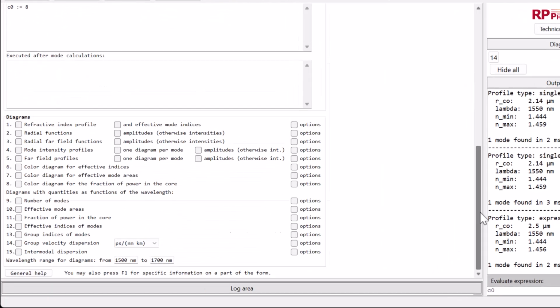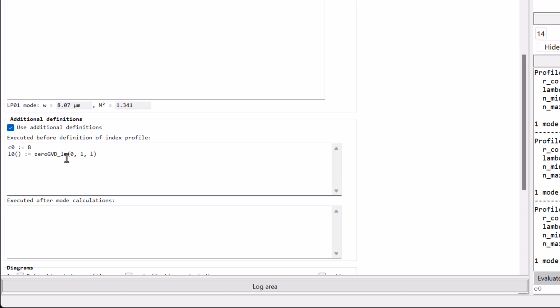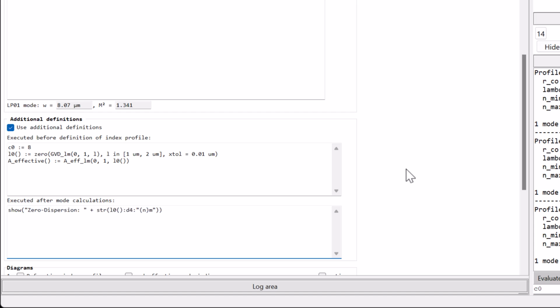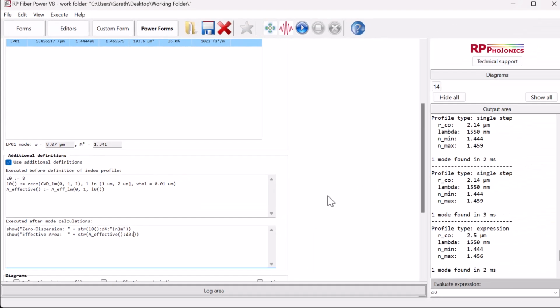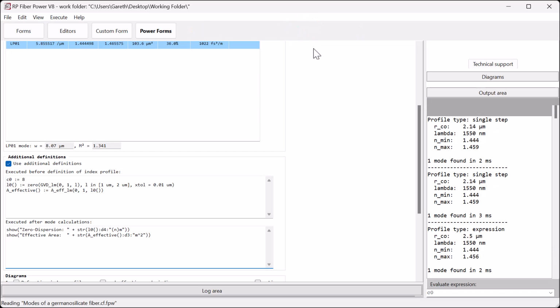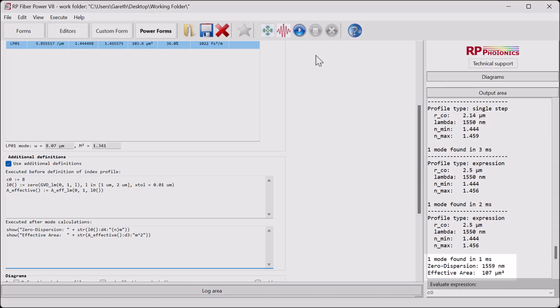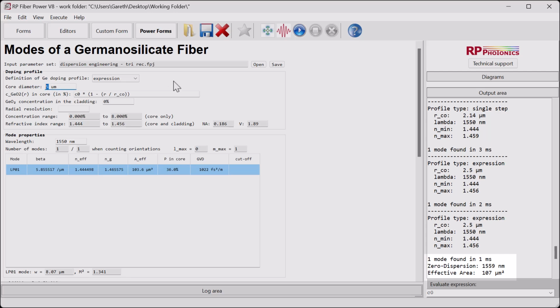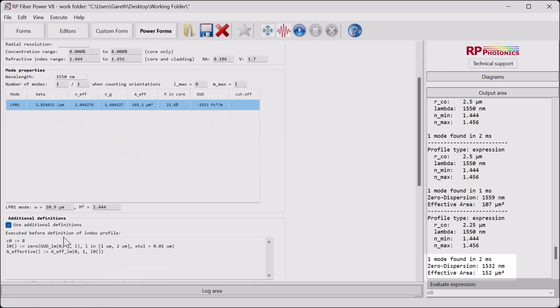Since we'll be adjusting these parameters frequently, let's add some additional code to quickly print out the zero dispersion wavelength and the corresponding effective mode area. If this feels overwhelming, remember our software is thoroughly documented and technical support is never far away. Now, as we try different parameters, we can see the key results straight away.